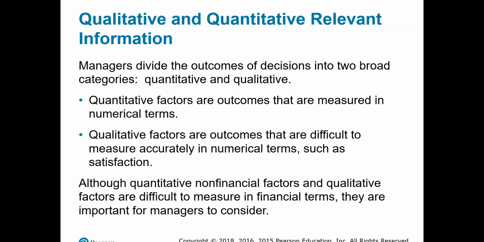Qualitative factors, on the other hand, are outcomes that are difficult to measure in numerical terms, such as employee satisfaction, customer satisfaction, employee morale, and so forth. Now, even though quantitative non-financial factors and qualitative factors are difficult to measure in financial terms, just because we can't put a dollar sign on it, we have to consider that as managers. Why? Because employee morale can lead to lower productivity.